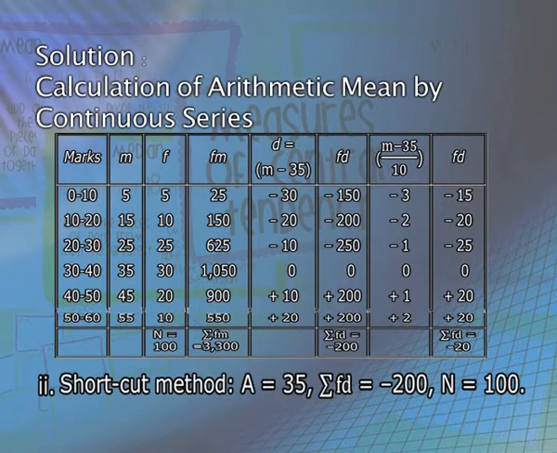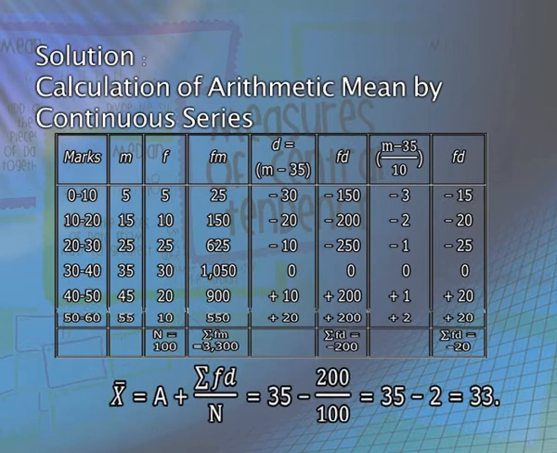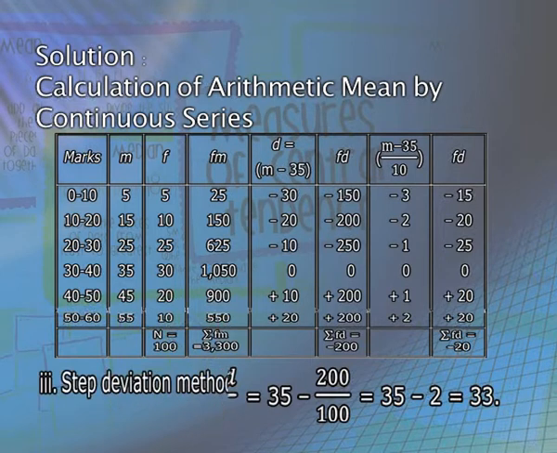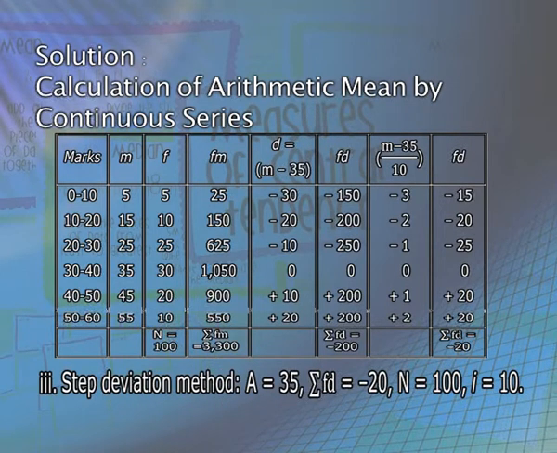Now the shortcut method. Let's assume a is equal to 35. Now sigma fd is going to be minus 200 and n is 100. So apply the formula. We have the formula x bar is equal to a plus sigma fd by n. So that is equal to 35 minus 200 divided by 100, which will give you 35 minus 2, which is equal to 33.